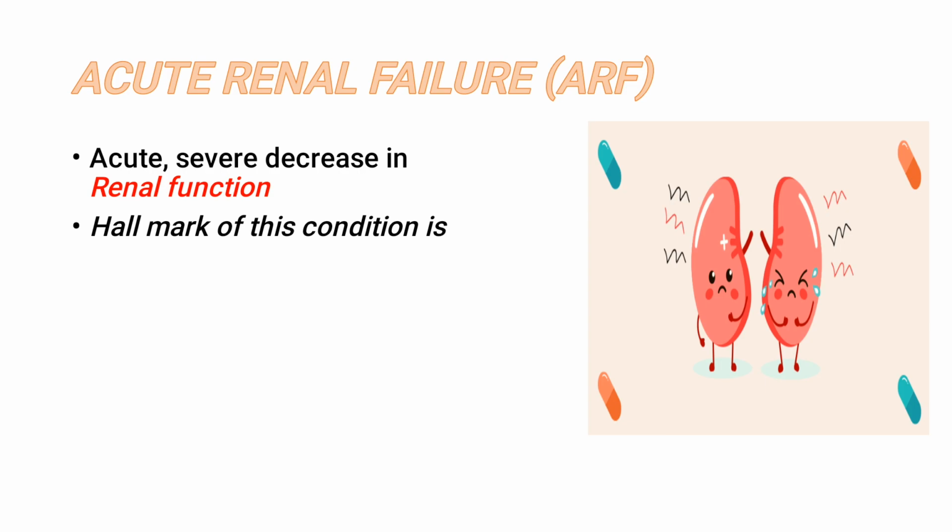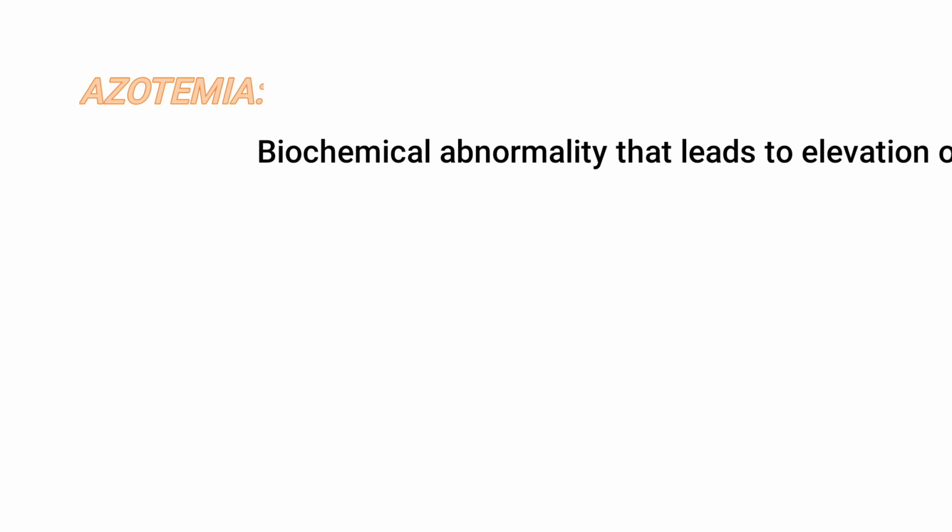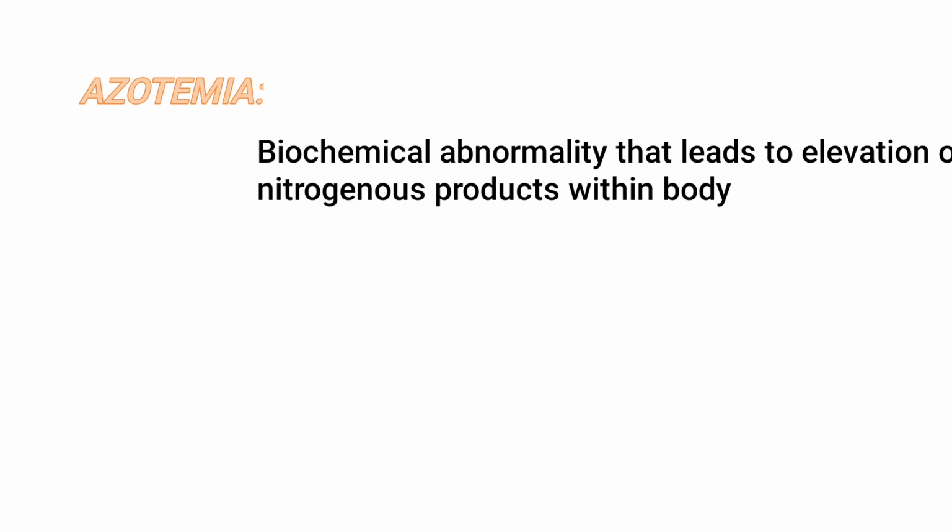Now what are the hallmarks of this condition? That is azotemia and oliguria. The word azotemia is a medical terminology, and it means a biochemical abnormality that leads to the elevation of nitrogenous products within the body. That is to say, the nitrogenous waste products accumulate within the body and that's why they are elevated. Now the most important products are creatinine and PUN, that is blood urea nitrogen.